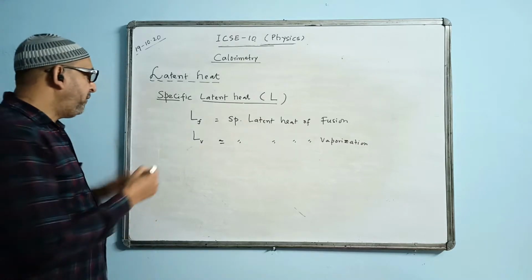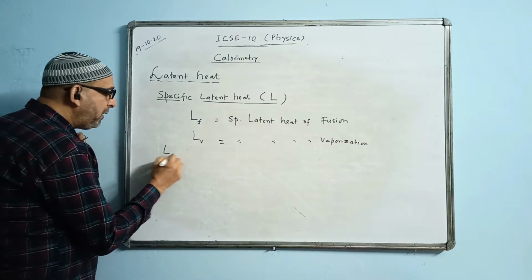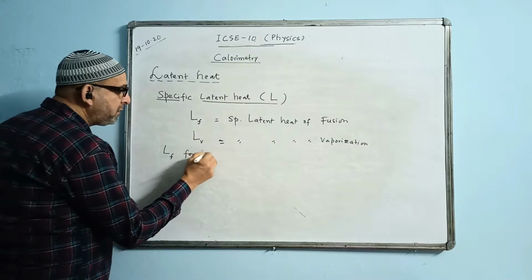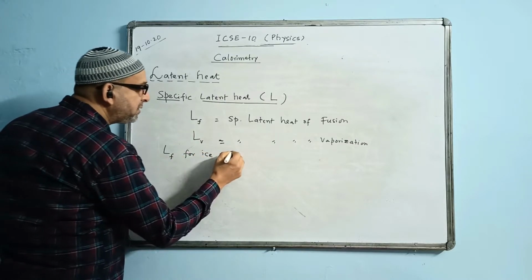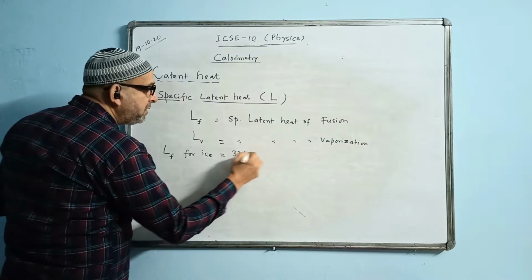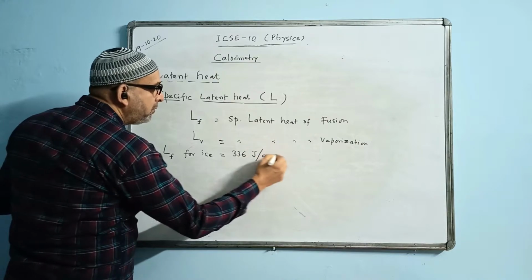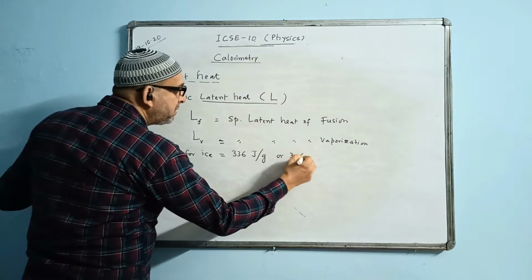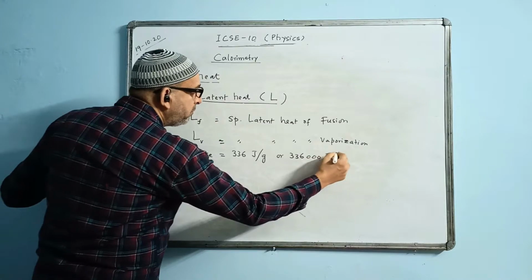So we write the LF value for ice. LF value for ice is 336 joule per gram or 336000 joules per kg.